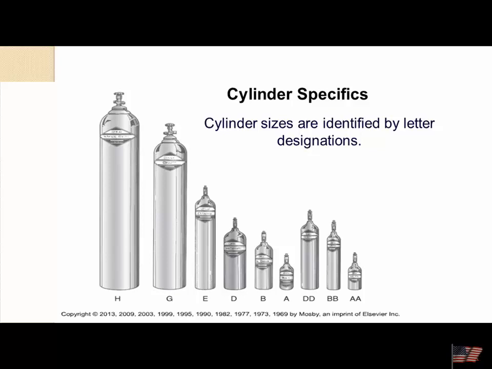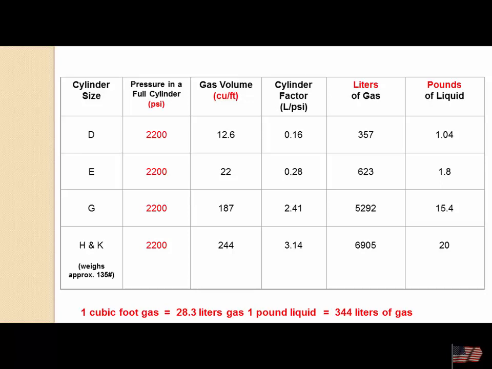Are there other sizes? Yeah. You probably won't see them inside the hospital, but there are other size cylinders. All oxygen cylinders are pressurized to the same pressure, 2200 psi. Regardless of size, they have the same pressure within them. And the pressure is going to dictate how much volume of gas there is inside.